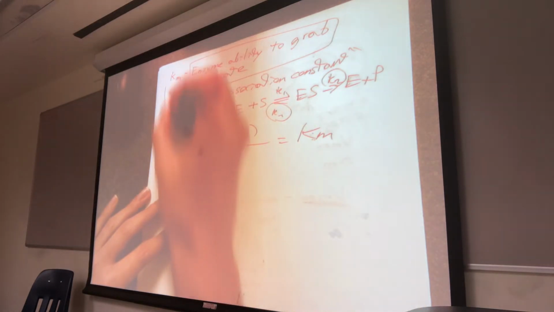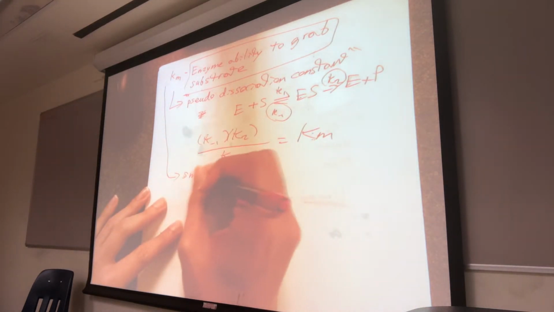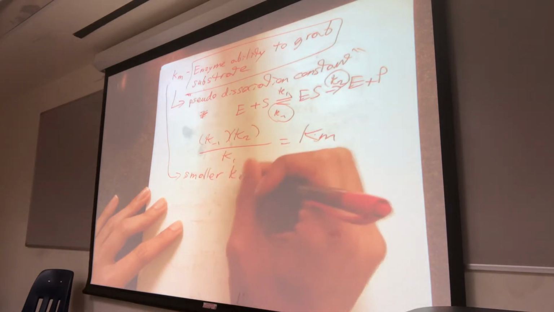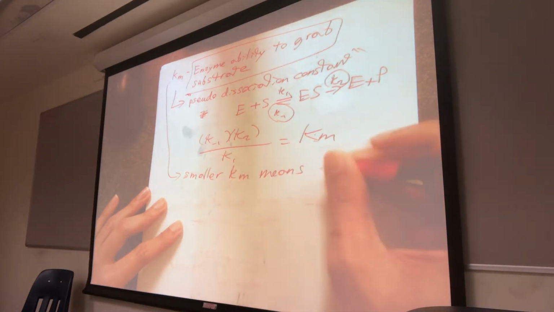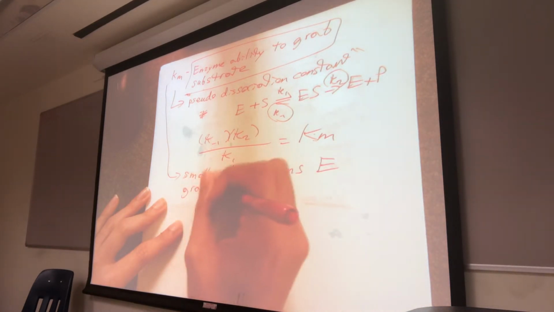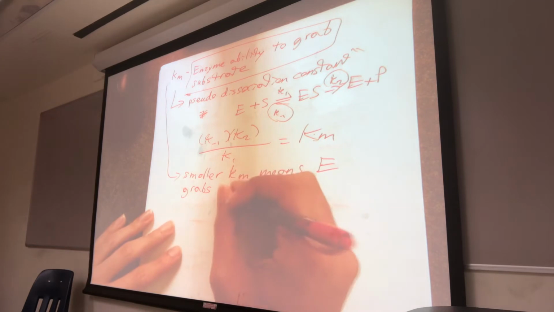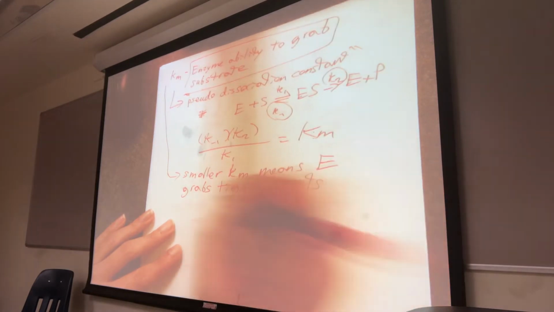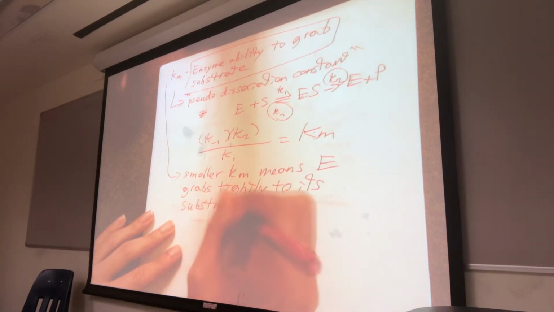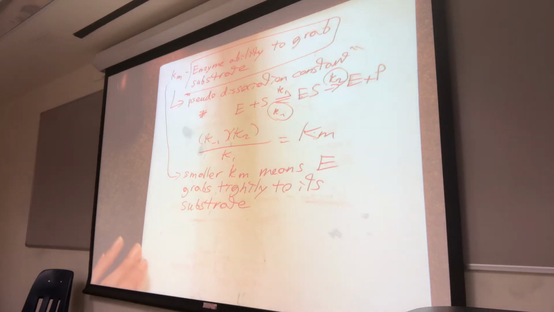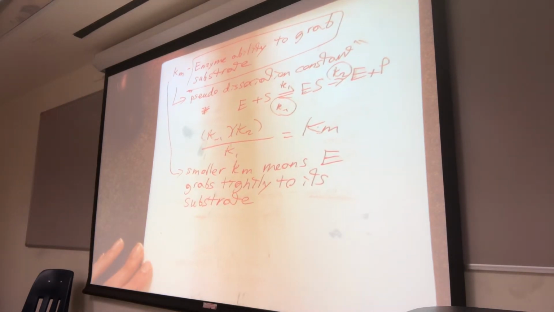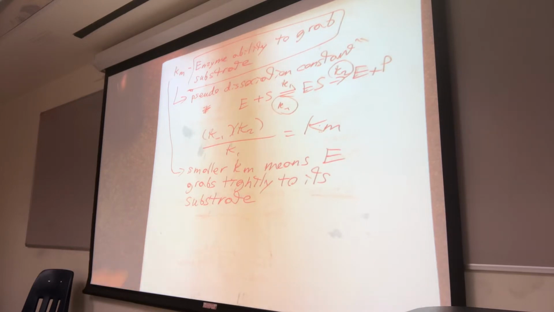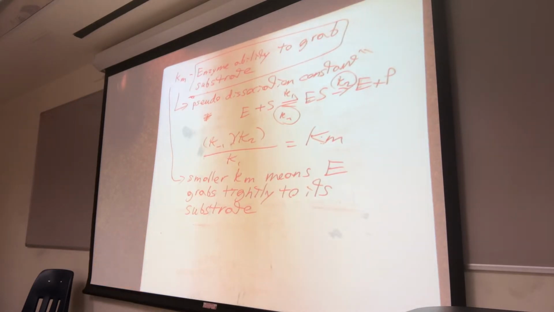Oh, and very important, a smaller Km means the enzyme grabs tightly to its substrate. My grammar is bad. Basically, you want as small a value of Km as possible. It means the enzyme is really good at grabbing onto substrate, which is the first step in the enzymatic reaction process. You aren't going to be able to catalyze any reaction if the enzyme is bad at grabbing onto substrate in the first place. So a smaller Km is good.